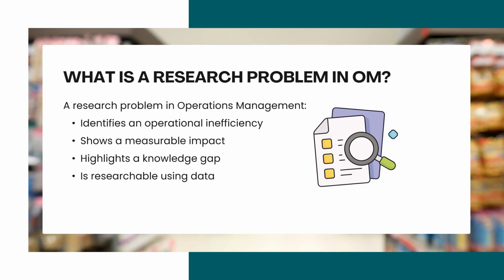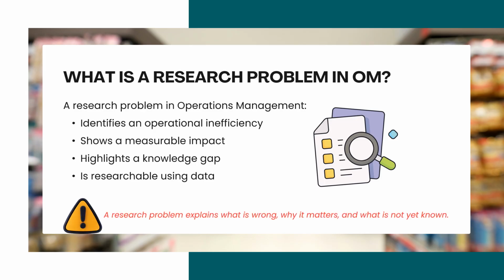And we are living in a world where they say data is king. The more data you have, the more you can actually find a solution. You can actually improve whatever services you are providing. So if your research problem is not identifying the inefficiency, it doesn't show a measurable impact, how do I know that I'm doing well or not? If you do not highlight any knowledge gap to fit in what is missing, then you have a problem when it comes to your problem. You actually have a problem inside a problem, and you don't want that.